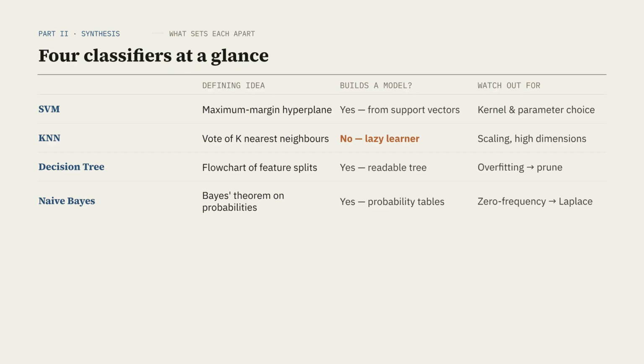To master the exam, focus on the defining mechanism of each classifier. SVM uses maximum margins. KNN is a lazy learner.